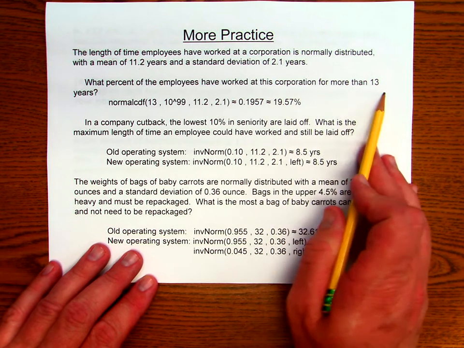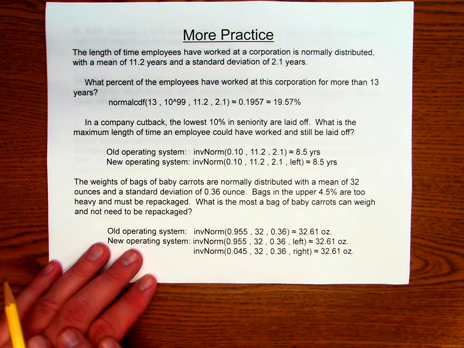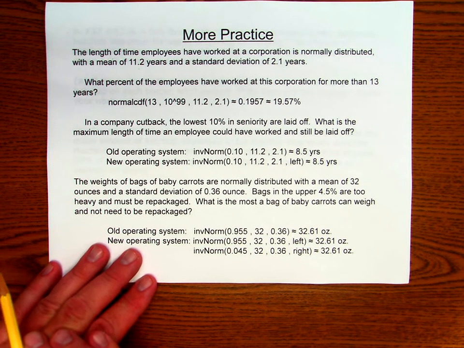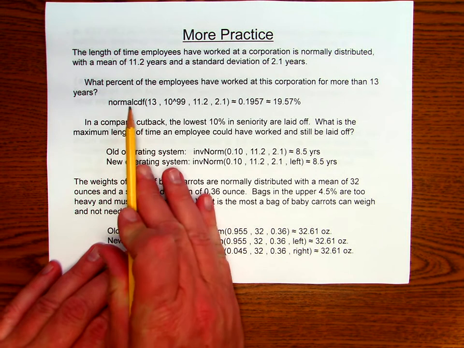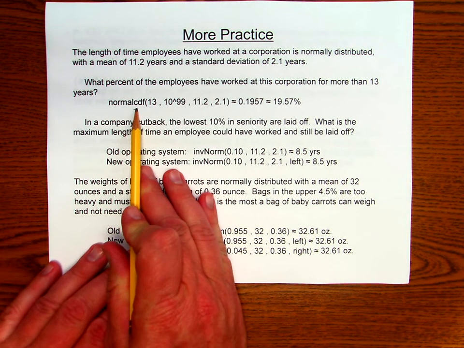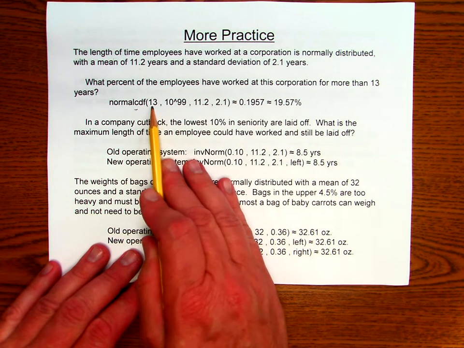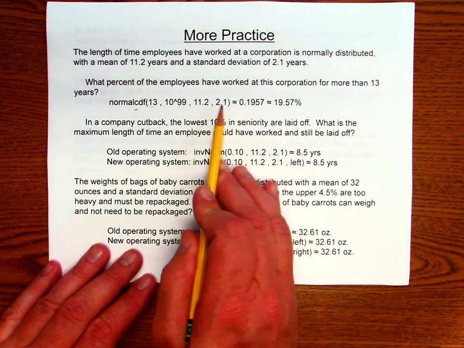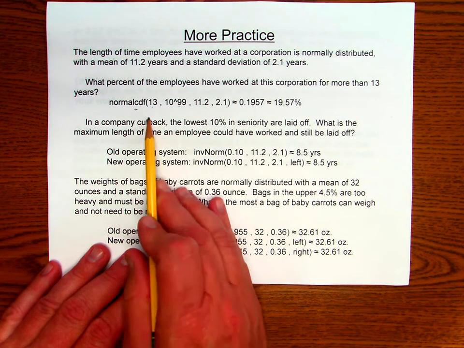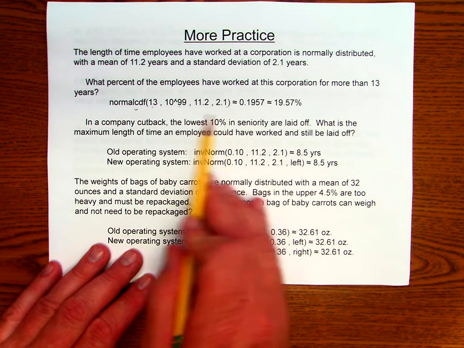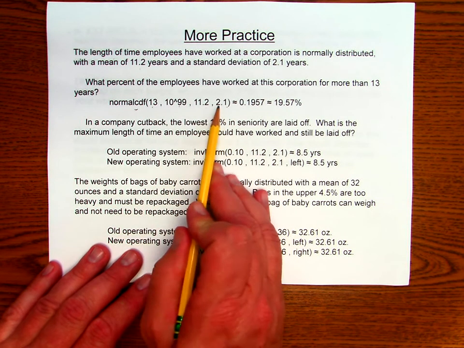All right, if you are looking for what percent of something fits a particular category, you're using the normal CDF. The normal CDF doesn't matter whether you have an older operating system or a newer operating system. What you have to type in is identical for both. It's lower bound, upper bound, mean, standard deviation. Now, in the interest of space on this particular page, these numbers aren't labeled, but for a free response question, you want to make sure that those get labels to them.